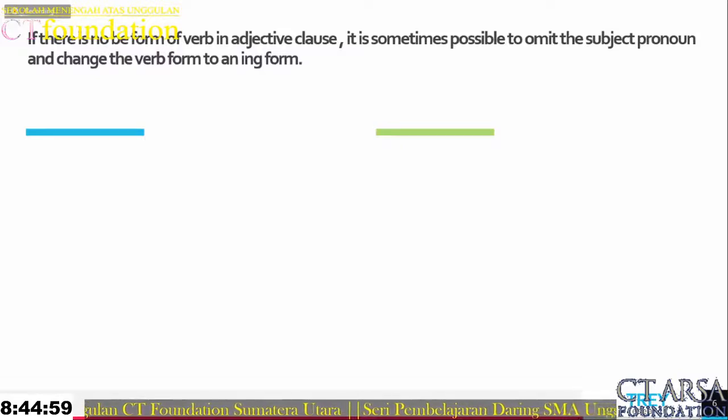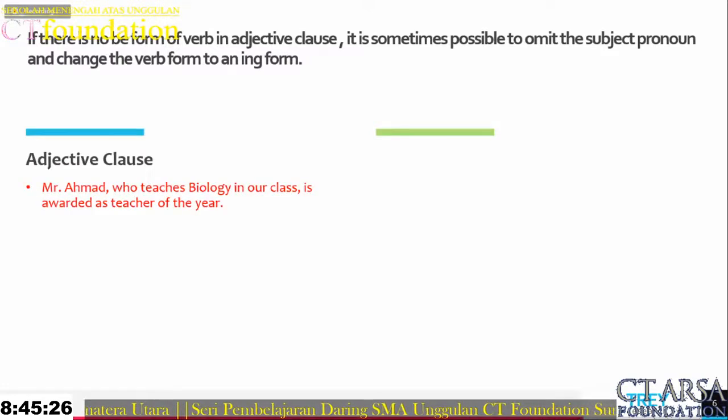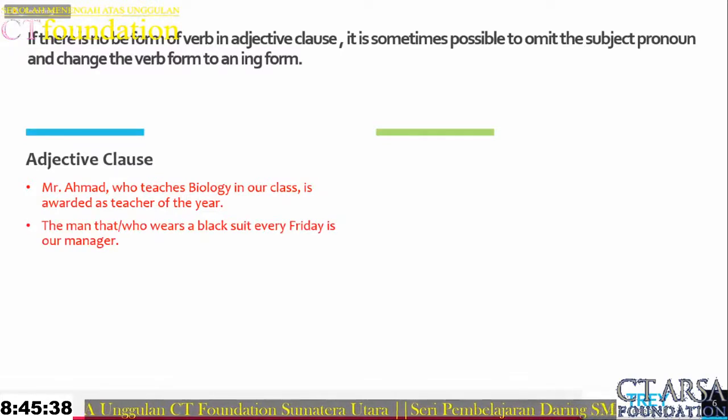So how do we form that? How do we reduce that? We take out the relative pronoun from the sentence, and the verb following that relative pronoun, we change it to the ing form. Here is an example. This is the adjective clause. Number 1, Mr. Ahmad, who teaches biology in our class, is awarded as teacher of the year. Number 2, the man that or who wears a black suit every Friday is our manager.